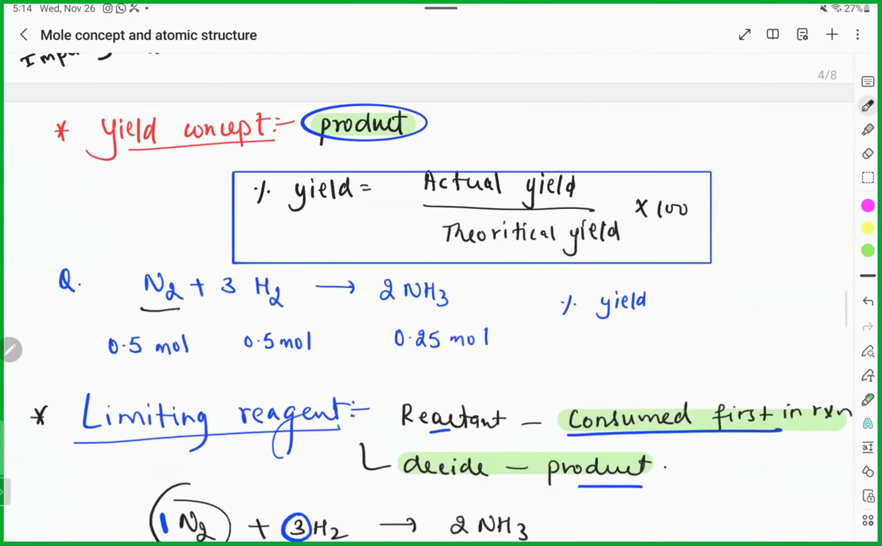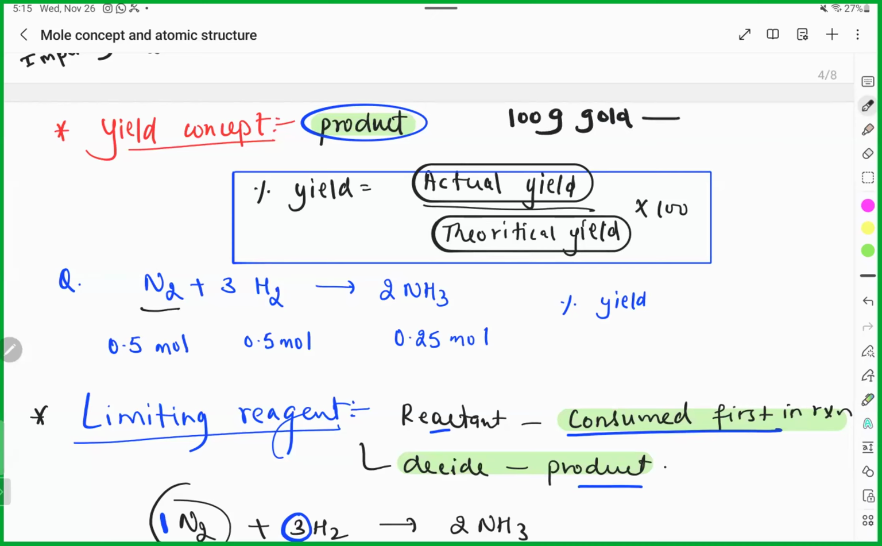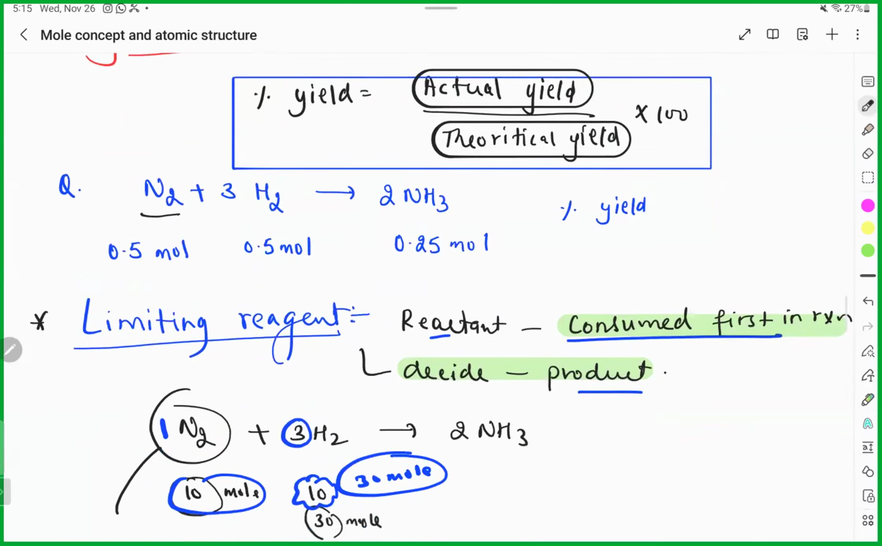Yield. Yield means product. What is the actual yield produced and what is the theoretical yield produced? Multiply by percentage. Example, theoretically, you should produce 100 gram of gold, but in reality, you have only 92 gram of gold. What is the yield of the gold? 92 actual divided by 100 multiply by 100, 92% yield, not 100%. Understood? And how to calculate yield in this case?